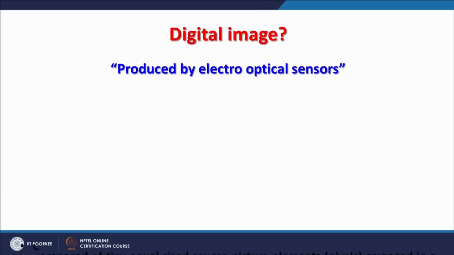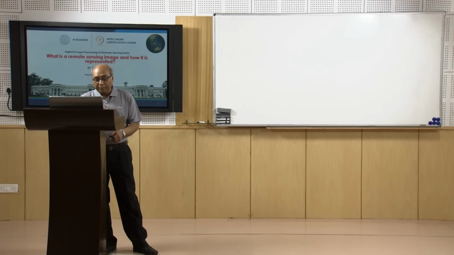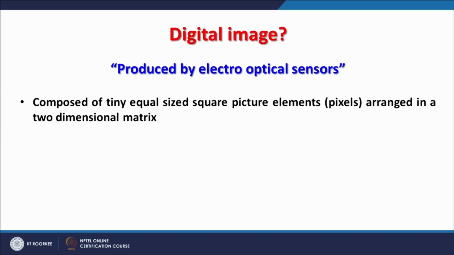Now a digital image is produced by electro-optical sensors. The image or data created by such electro-optical sensors, we call digital images. And as you know, the unit of an image is a pixel, which is arranged in a two-dimensional matrix. So a digital image is nothing but a two-dimensional matrix. Each cell or unit of this digital image is a pixel. Pixel is an abbreviation, also called a picture element.